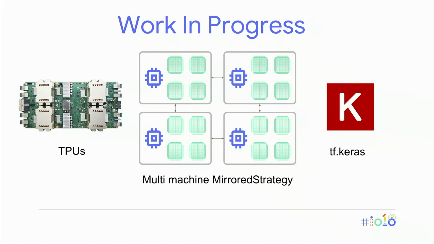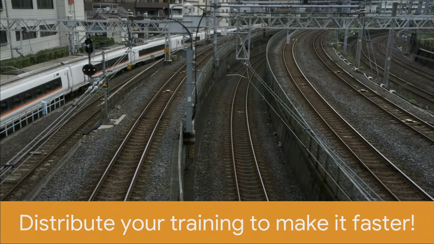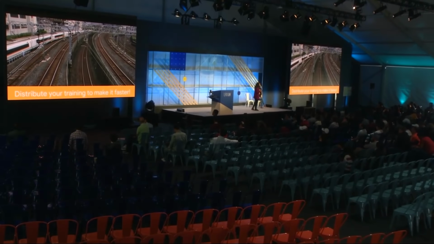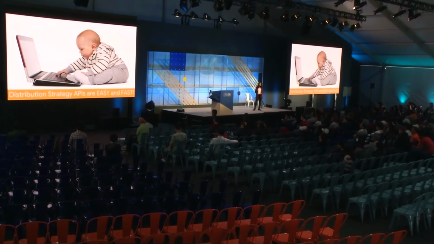In this talk, we've talked a lot about the different concepts related to distributed training architectures and API. But when you go home today, here are 3 things for you to keep in mind when you train your model. Distribute your training to make it faster. To do this, you want to use distribution strategy APIs. They're easy to use, and they're fast. Input pipeline performance is important. Use tf.data APIs to build efficient input pipelines.